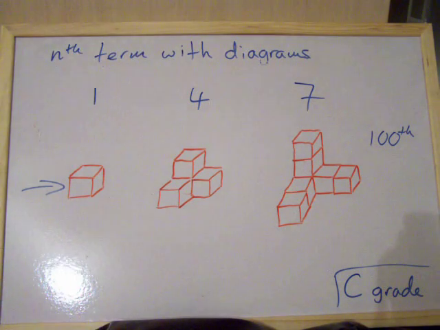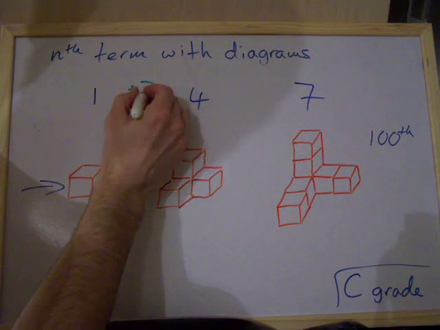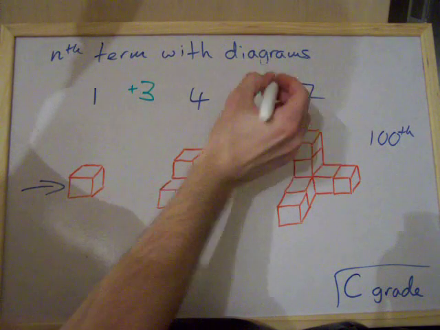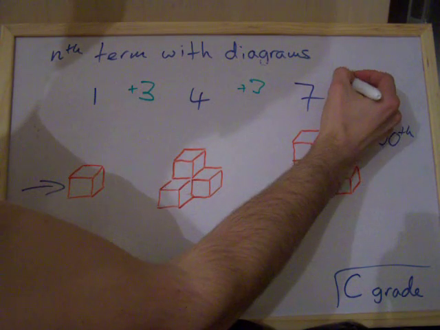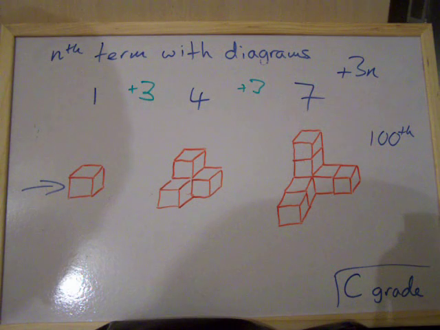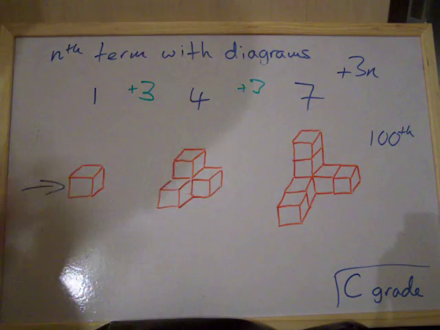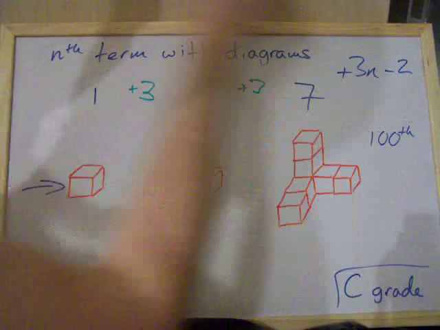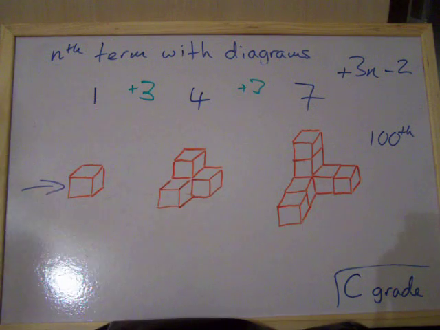Okay, fun never stops here. So, going from 1 to 4, I add 3. Going from 4 to 7, I add 3 again. I'm adding the same number, so therefore my nth term is going to start with plus 3n. Plus 3n should start at 3. It starts at 1, so it starts at less than it should do, so I must have to take some numbers off. Going back from 3 to 1 takes off 2. So I'm taking off 2. Now that's my nth term for that sequence.